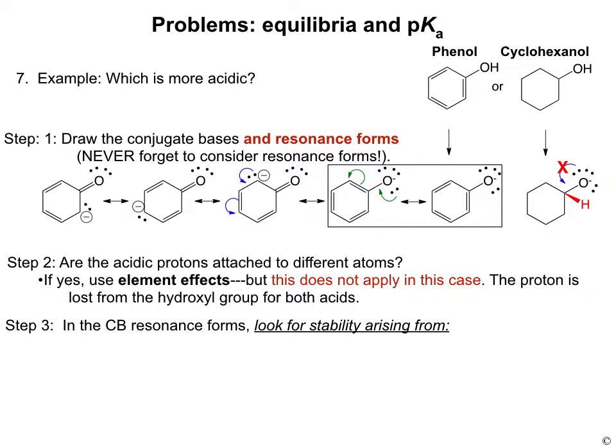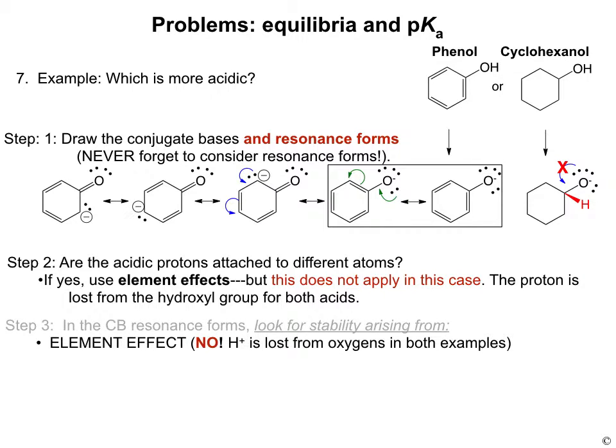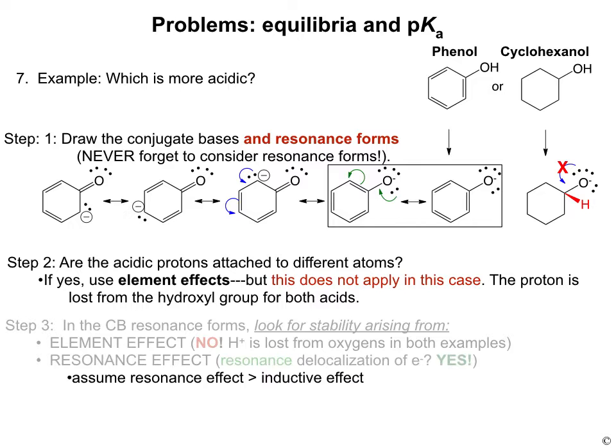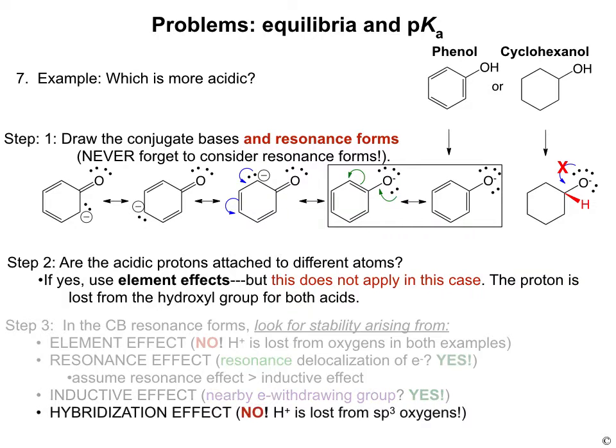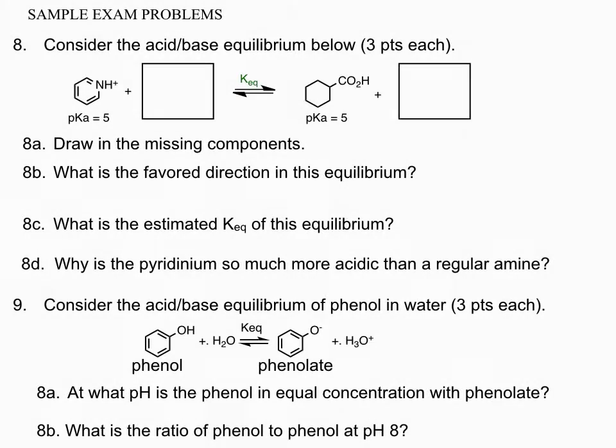So look for stability arising from the element effect, the resonance effect, hybridization effect, or inductive effect. We look at all of those and we decide, oh, this is a resonance effect, even though there are other effects going on here. And so there's no hybridization effect, by the way. We're losing a proton from, no element effect. We're losing a proton from oxygen in both cases.